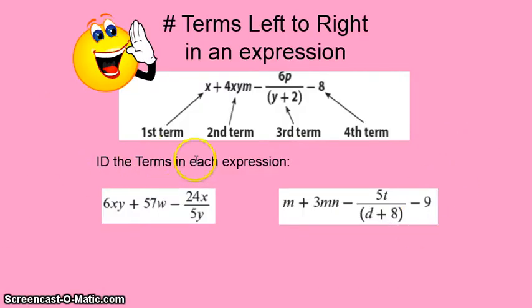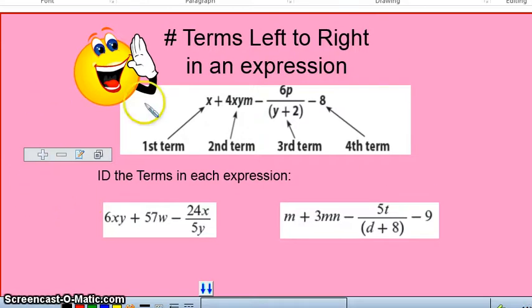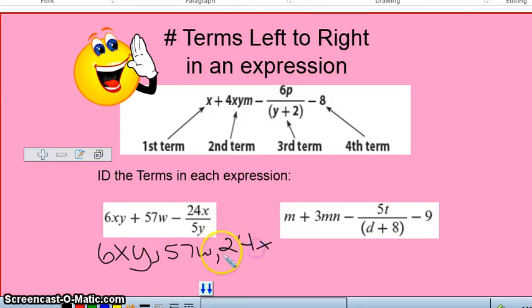Here we want to identify the terms in each expression. So we look at what's being separated by a plus or a minus. So here's our plus. On the left side here we have 6xy. So 6xy is one of our terms. Now after the plus sign, but before the next minus, we have 57w. So 57w is our next term. And then after this minus sign, we have 24x over 5y. So our last term is 24x over 5y.